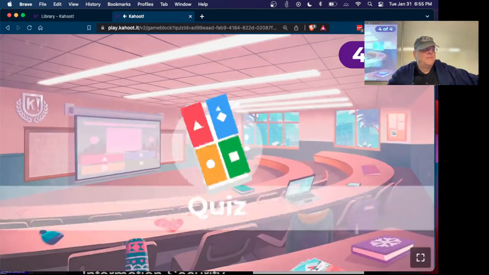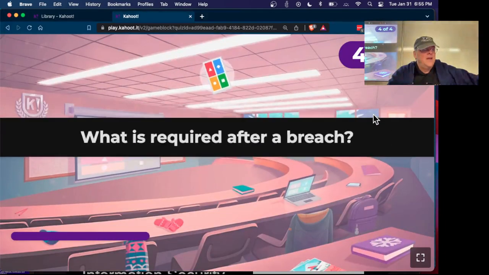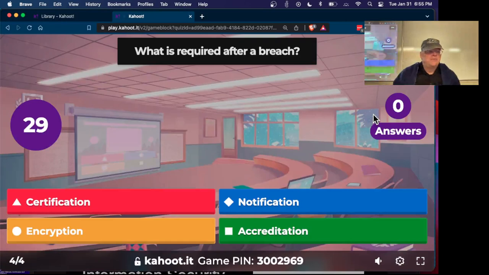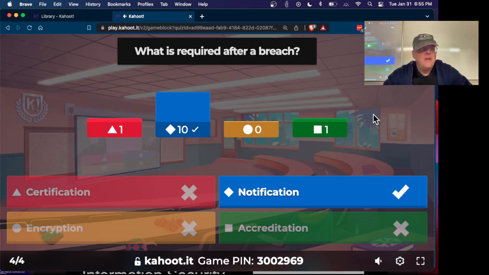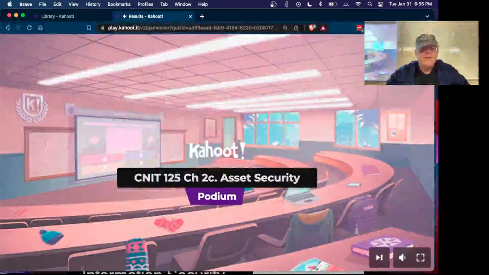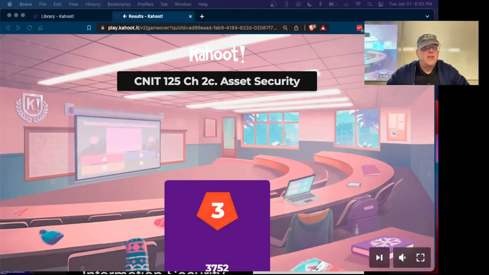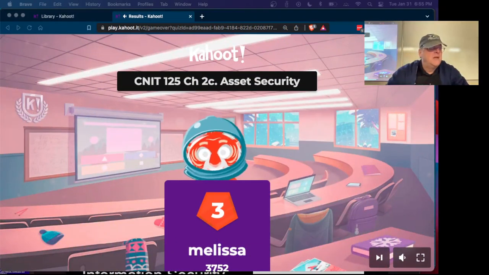All right. And what do you have to do after a breach? You have to notify people, the victims and government agencies and such, that you lost the data. That's Melissa.